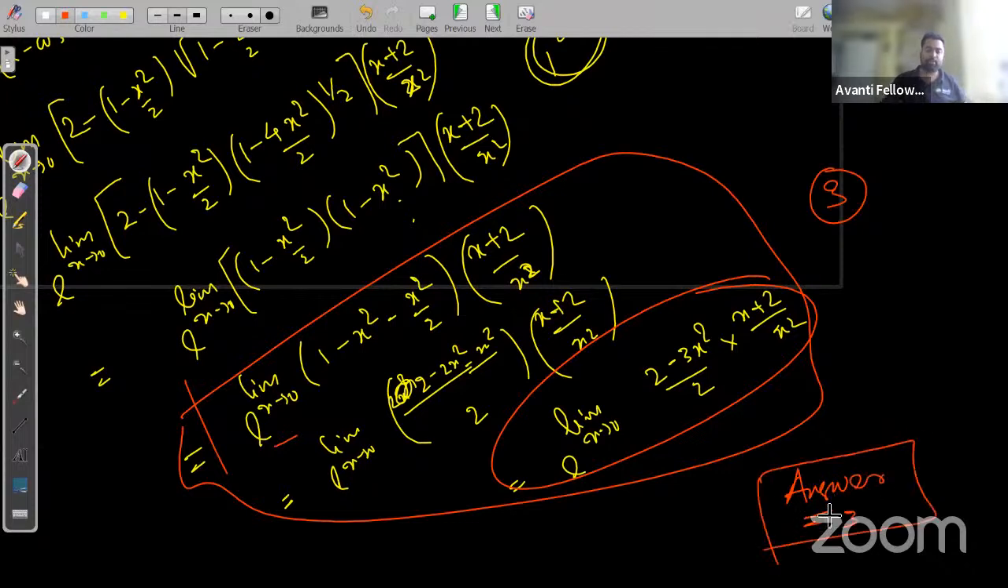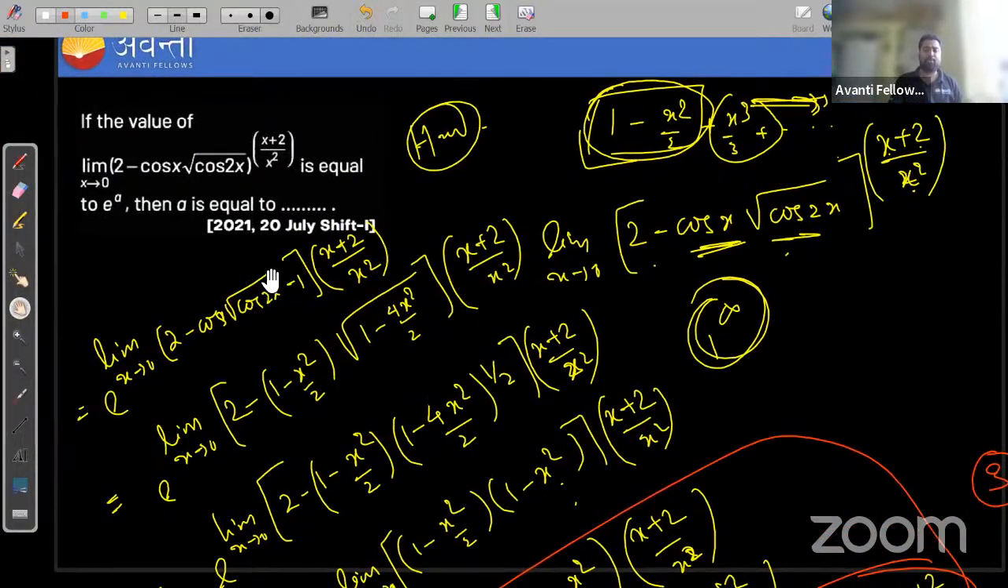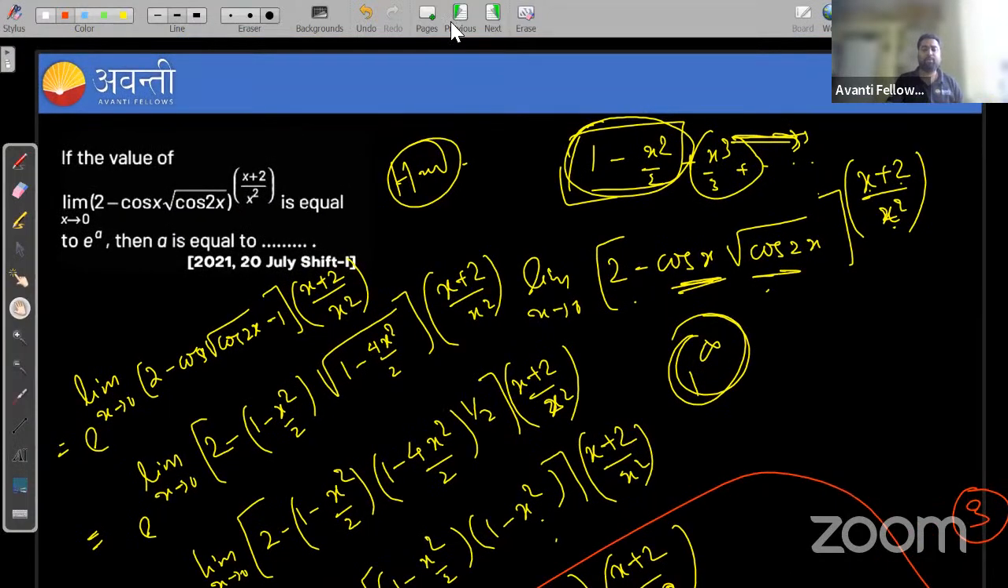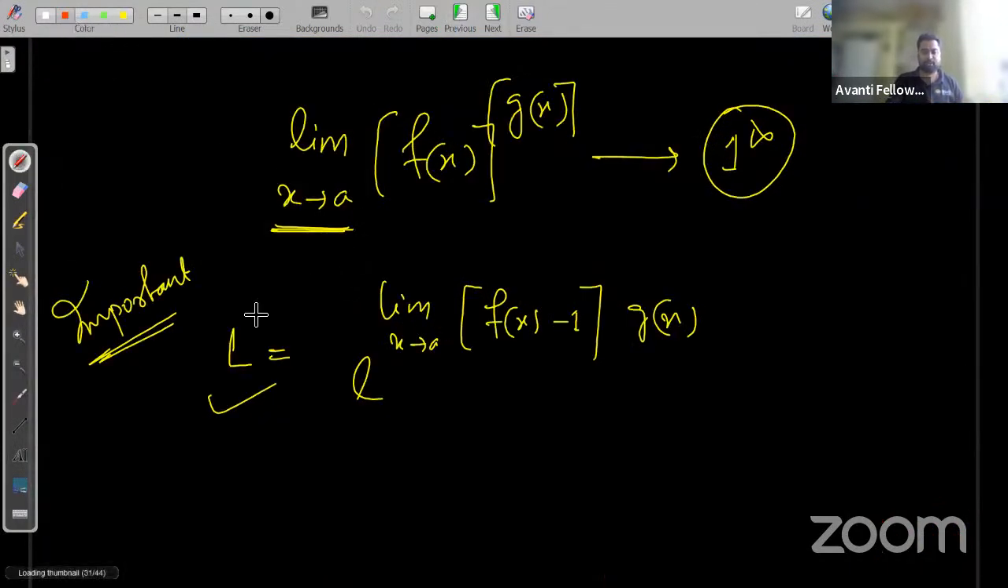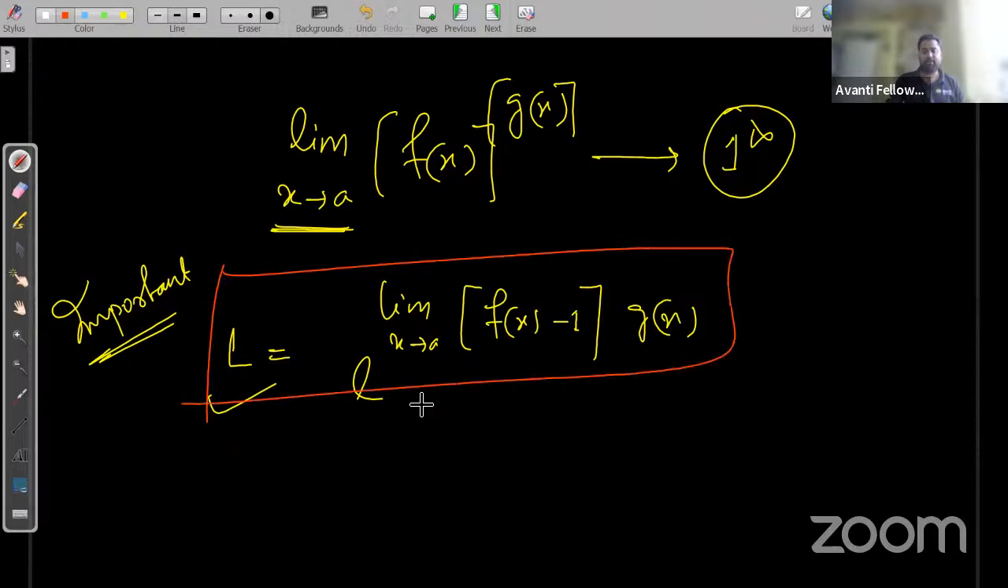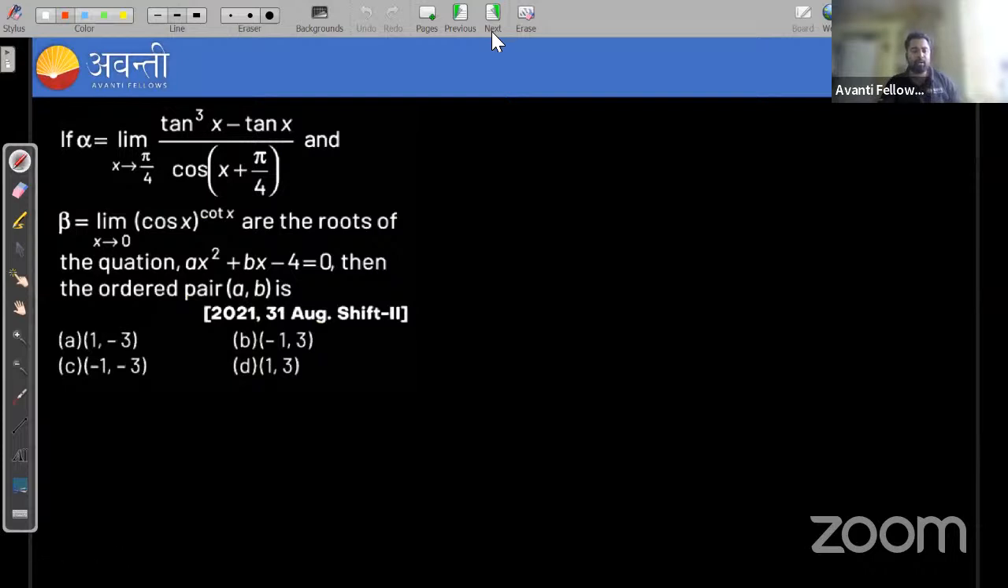Answer is equal to 3. Apply the formula. This formula is important. You need to remember this formula first. This is very, very important. Then you can solve the questions easily. Right? ठीक है, clear? चलो, ये हो गया. By a similar way, you can also solve this question.